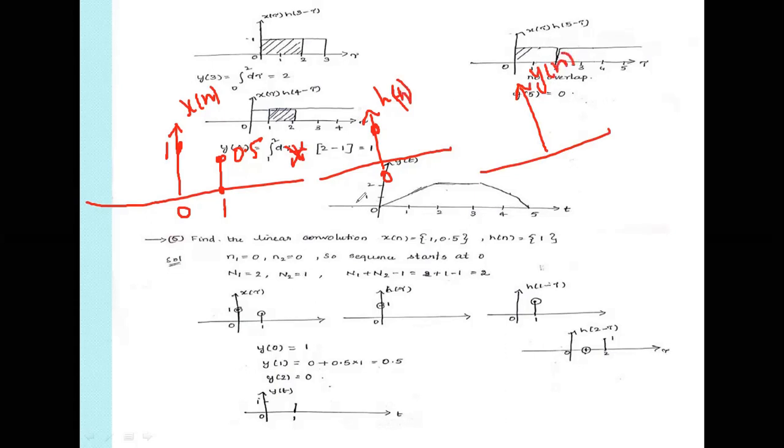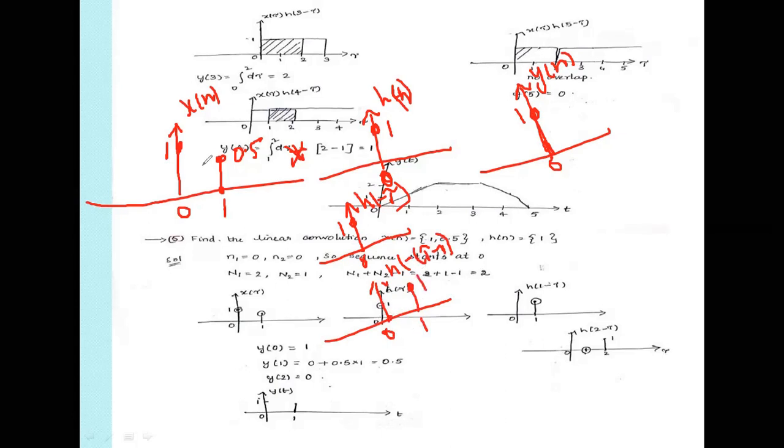For h of n, first of all we fold the function. At 0 there is no change in the folded function, at 0 only. So 1 into 1, y of 0 is 1. And next is y of 1. After folding, h of minus tau is the same, at 0, where the value is 1, and x is 1, so 1 into 1 is 1. Next is the shifted version, h of minus tau minus 1. One value is shifted towards the right side.